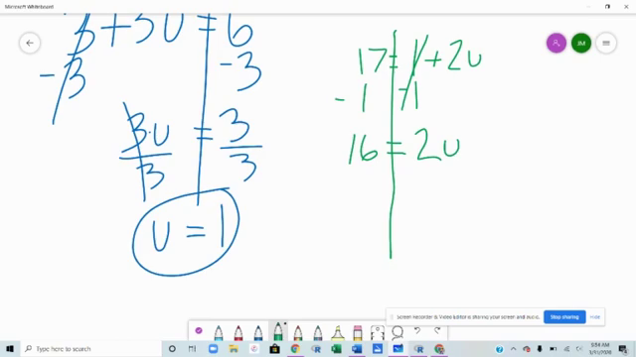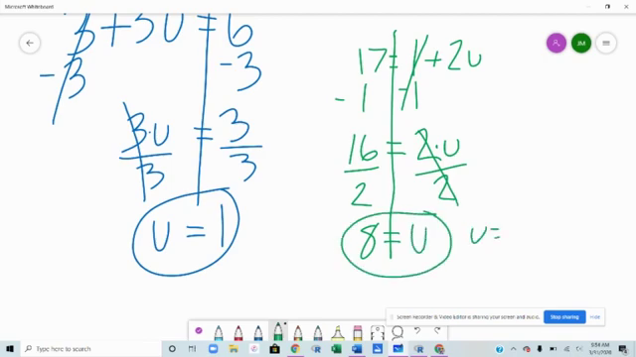We're still focusing on the side with our variable. We're still focusing on the right side. We have 2 in front of u, which means there's our imaginary times sign. Get rid of it by dividing both sides by 2. 16 divided by 2 is 8. 2 over 2 is gone. U. So 8 equals u, or u equals 8. Same thing.